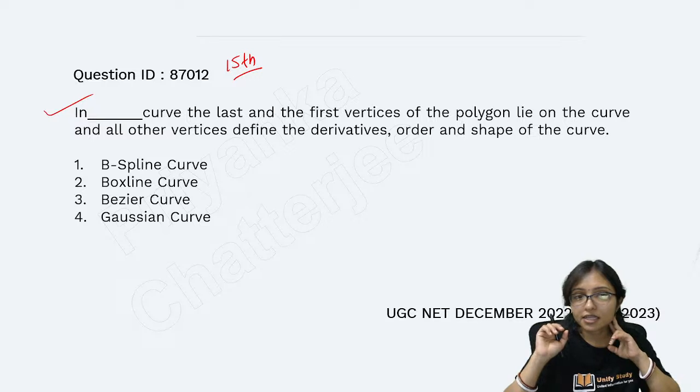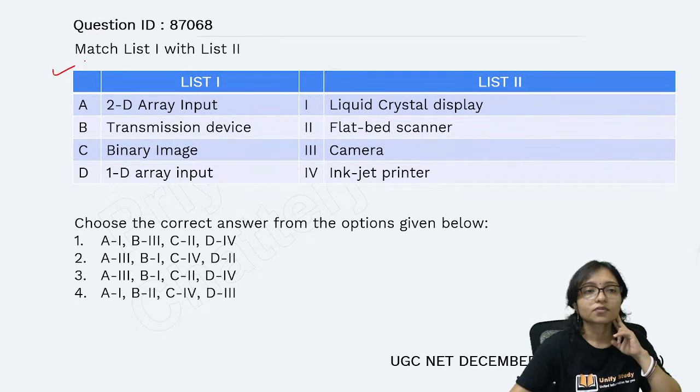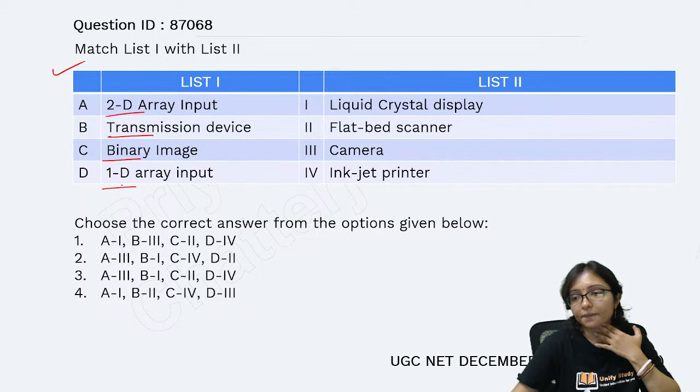What will be the answer for this one? Achha, this is already done. Do this one. 2D array, transmission device, binary image, 1D array. Tell me what will be the answer.